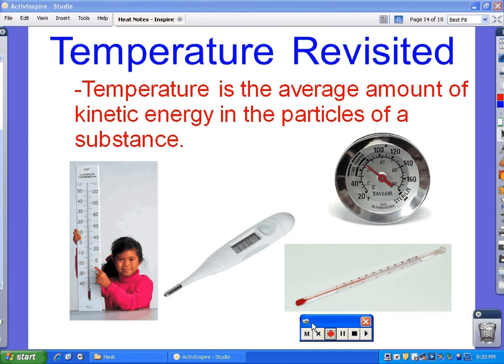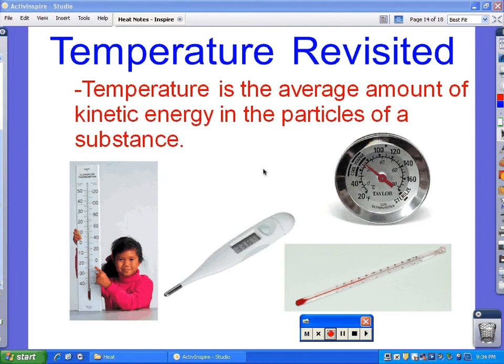Okay, welcome to the temperature notes review. If you remember from the heat notes, we did mention temperature earlier, so I call this the temperature revisited notes because we've definitely spoken about it briefly before.